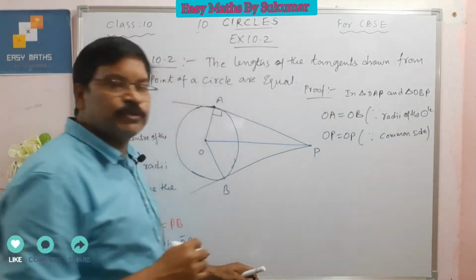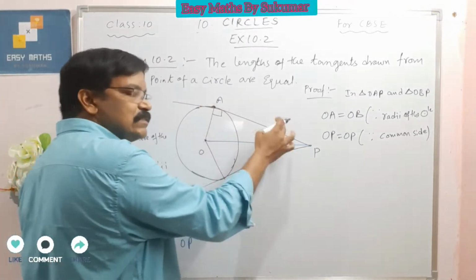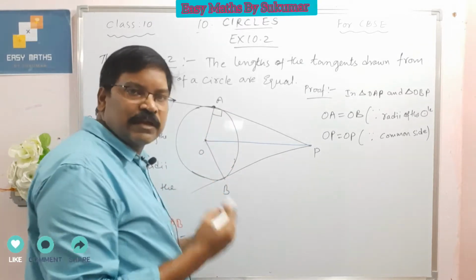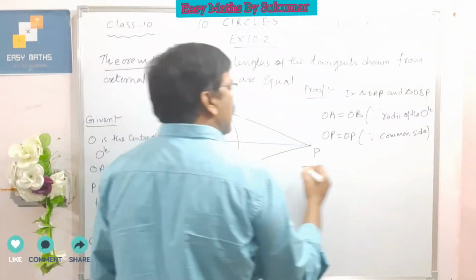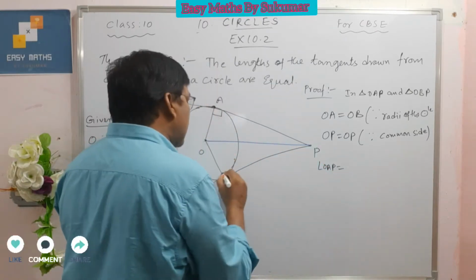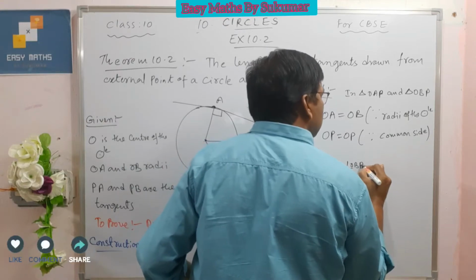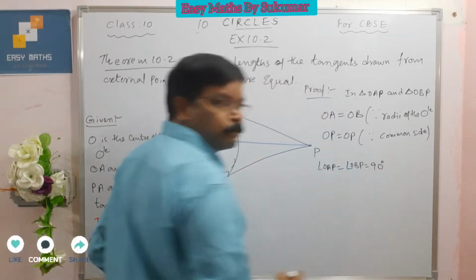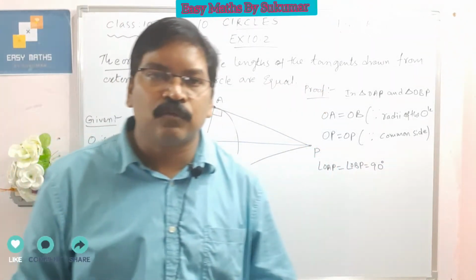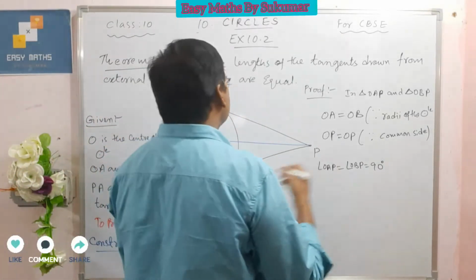And what next, my dear students? As I told you, according to theorem 10.1, the tangent and the radius at the point of contact is 90 degrees. That means angle OAP is 90 degrees. Similarly, angle OBP is also 90 degrees. Therefore, my dear students, according to what?